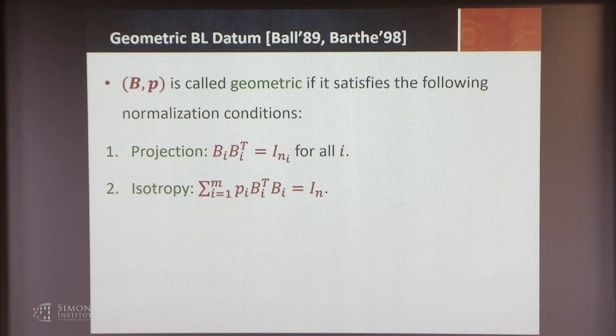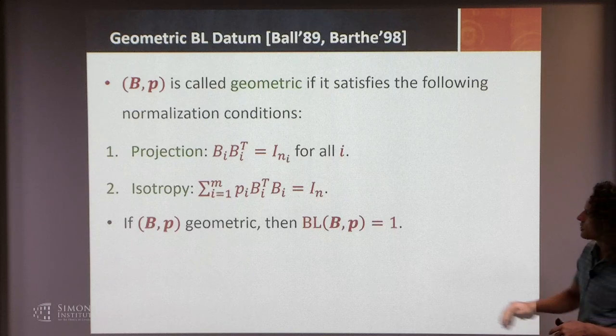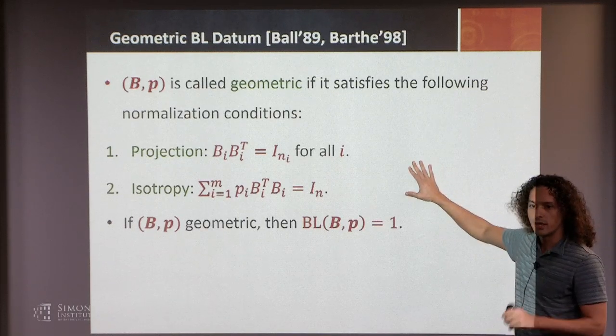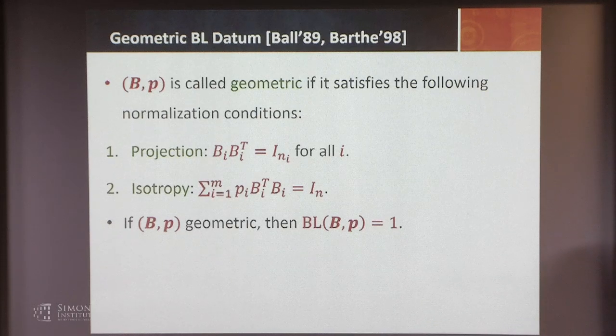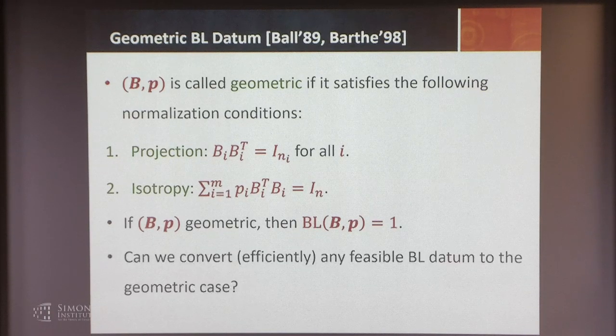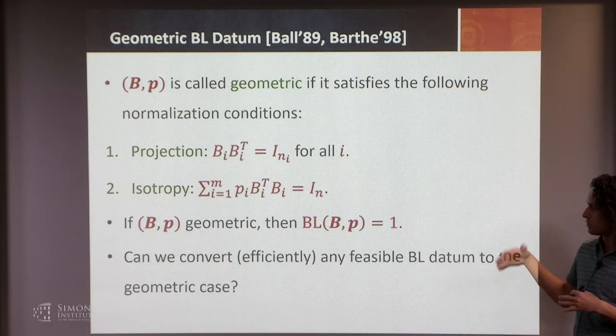What Ball proved is that if your datum is geometric, then you have an inequality, and your inequality has constant exactly one. So, for example, all of the first inequalities that I showed you in my example are geometric data. You can go and check, and you'll see that they're all geometric. And that's why it was always one. It was not luck. So now the question is, can we convert efficiently any feasible BL datum to this geometric case?